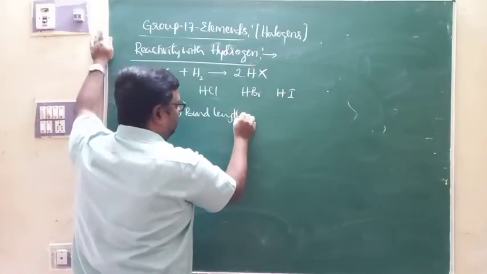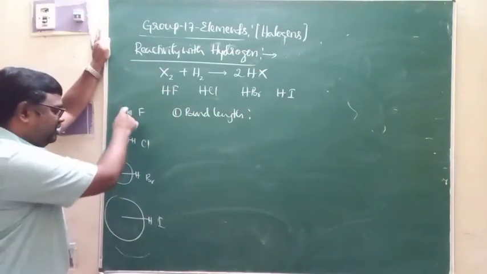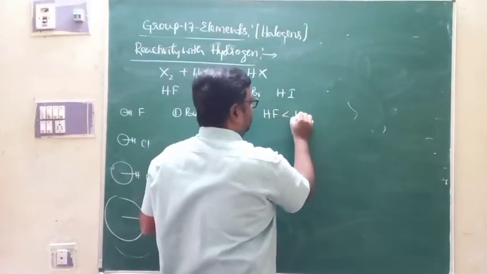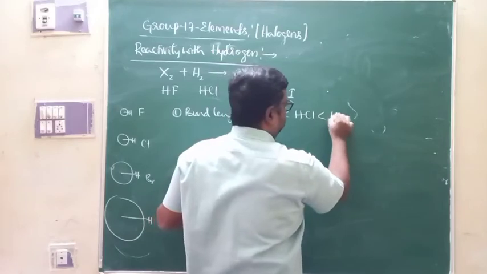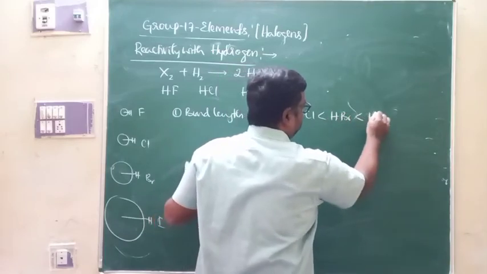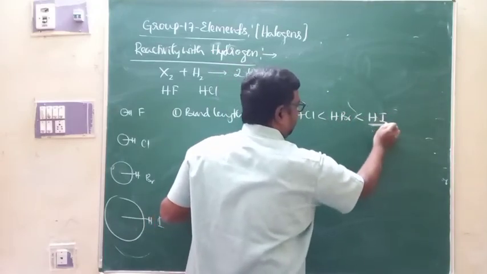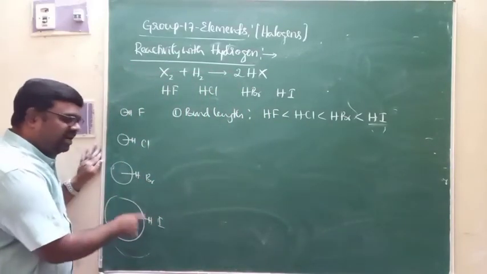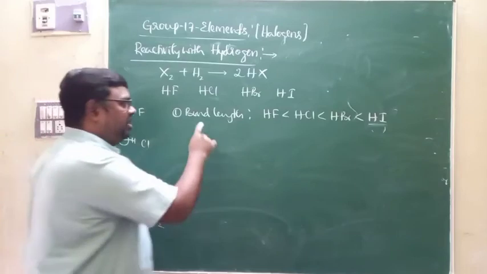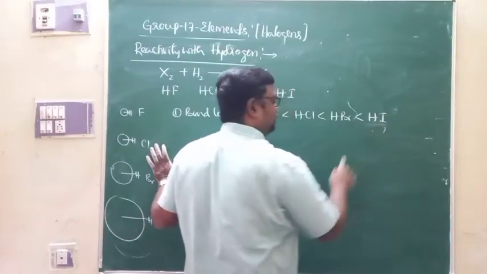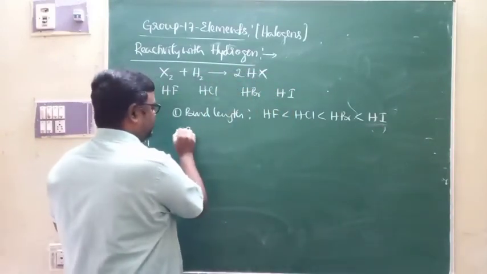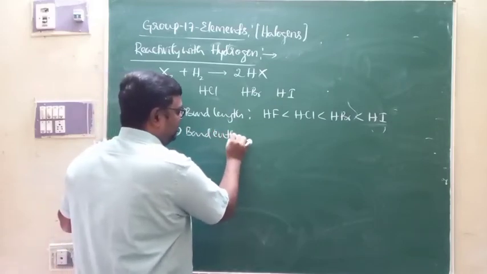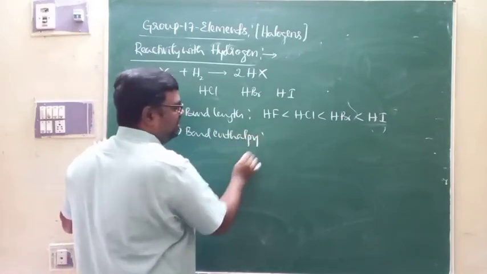So the first one is bond length. How does the bond length vary from fluorine to iodine? HF bond length is smaller than HCl, smaller than HBr, smaller than HI. The bond length of the HI bond is very large because of the high atomic size. Therefore, as bond length increases, bond enthalpy decreases. That is the second point: bond enthalpy, the energy required to break the bond, decreases.